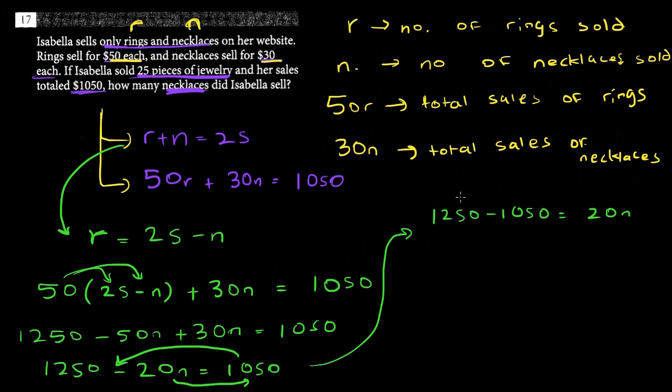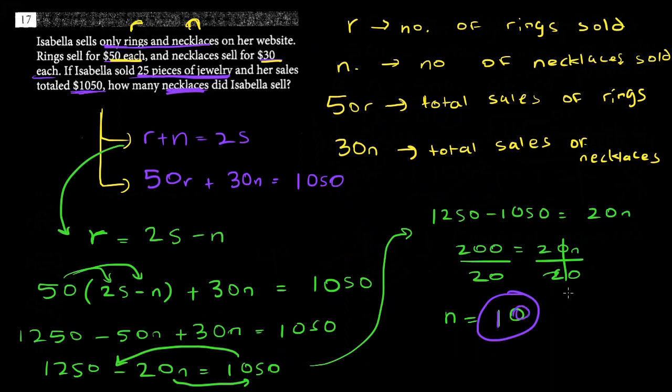Okay? And so now 1,250 minus 1,050 becomes 200 equals 20N. And so N, divide both sides by 20. And so N equals 200 over 20, which is 10. And so our answer to this question, how many necklaces did Isabella sell? Well, it's 10. 10 necklaces.